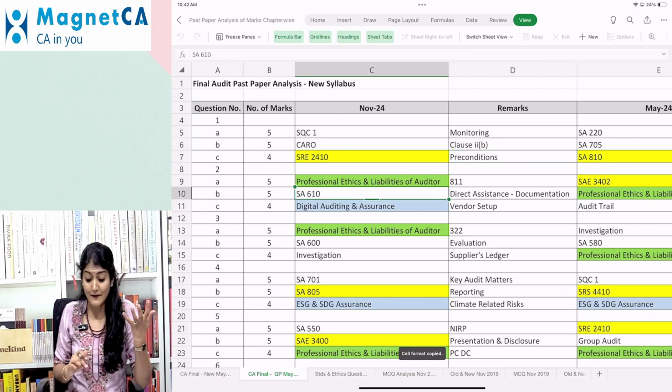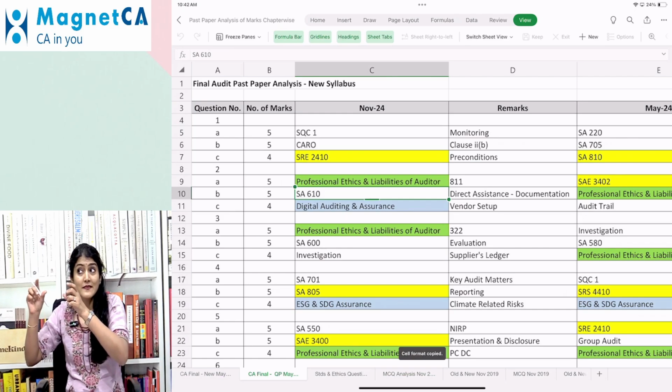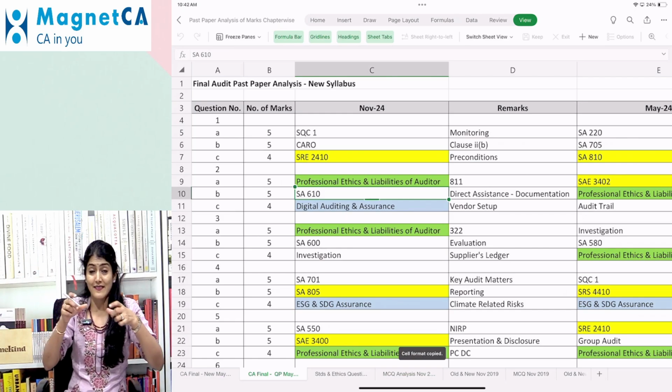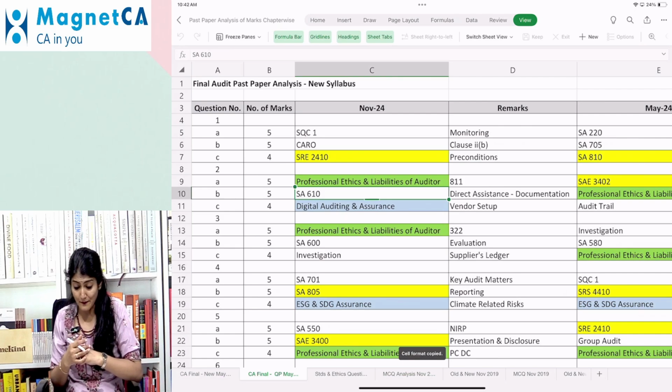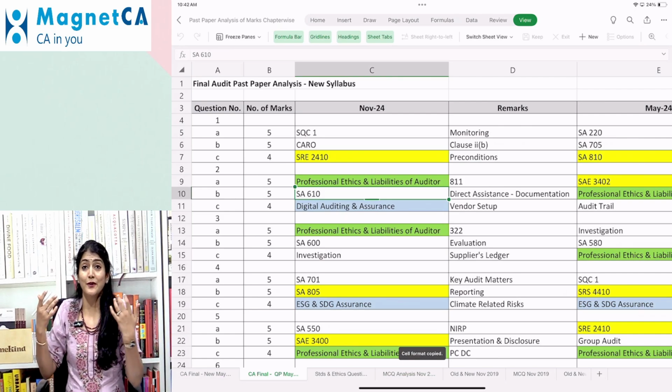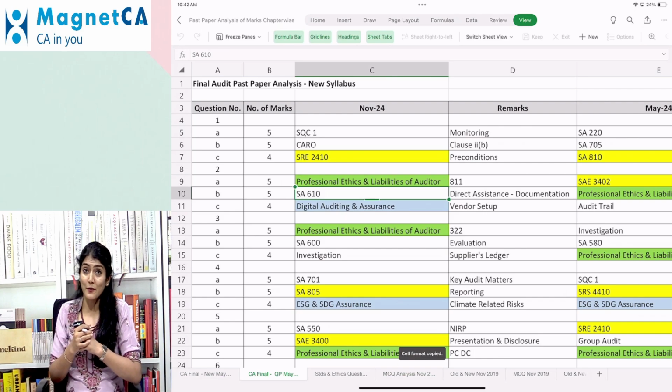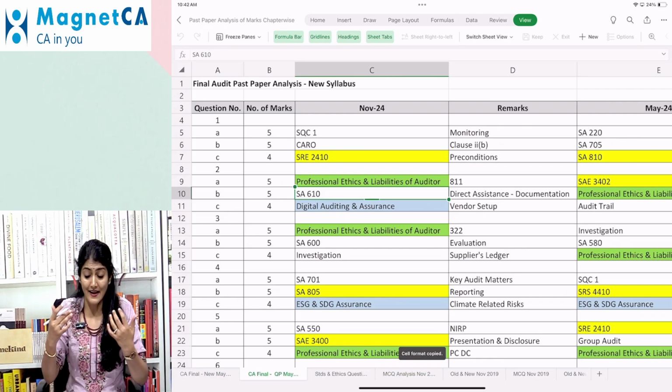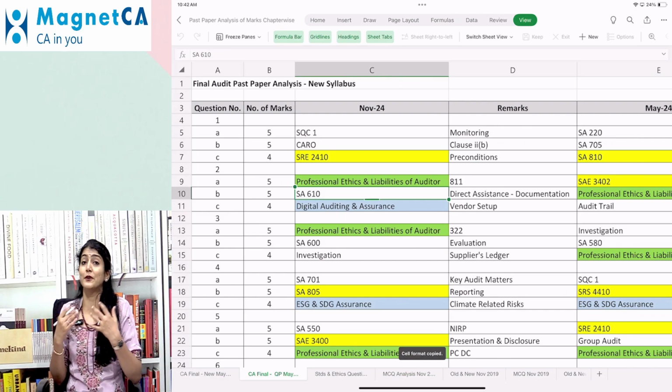Right, then SA 610. So 610 was there in the MCQ also, and it is there in the theory part of the paper also. Whether the statutory auditor can take direct assistance from the internal auditor. Yes, and in that case, what documentation is required to be kept?